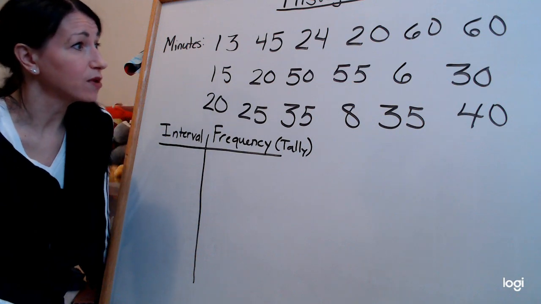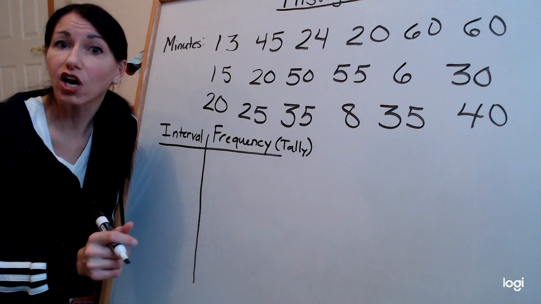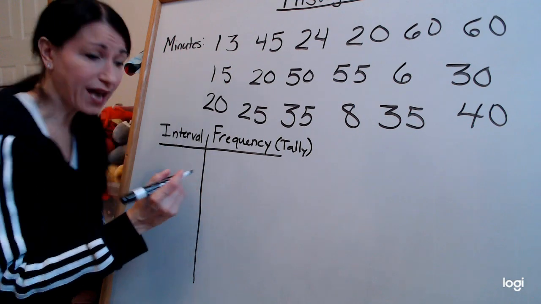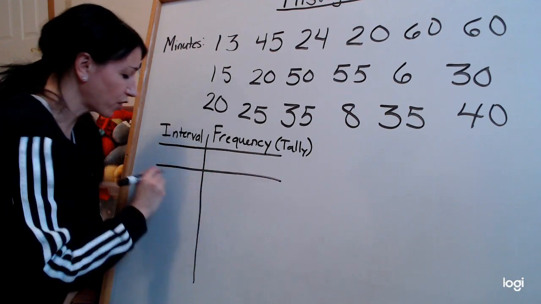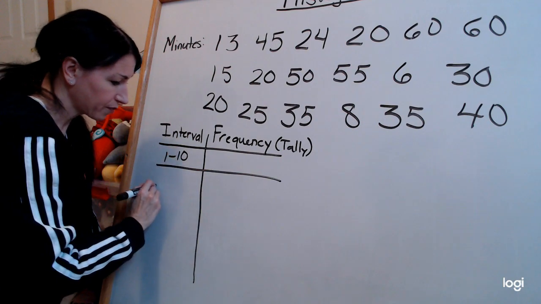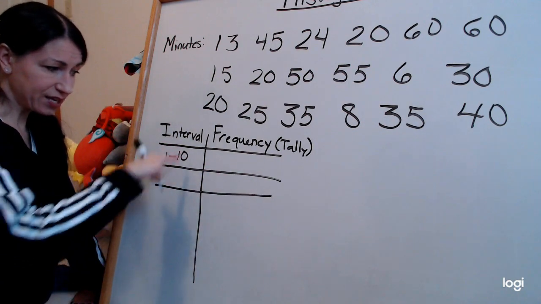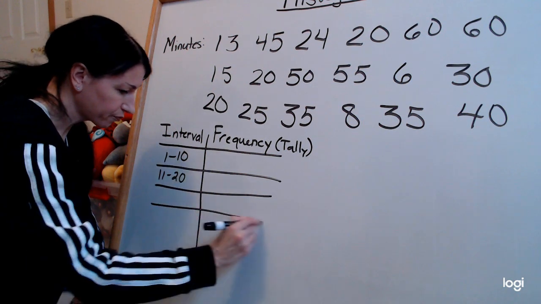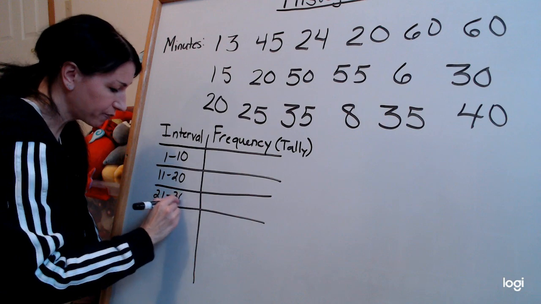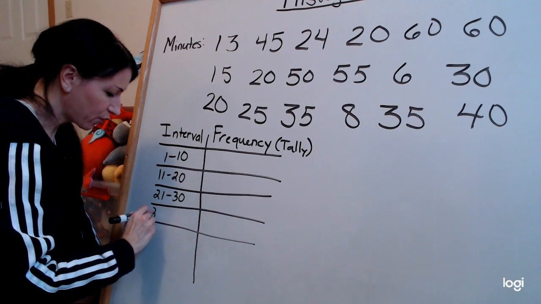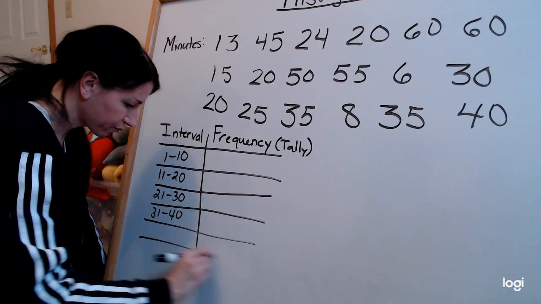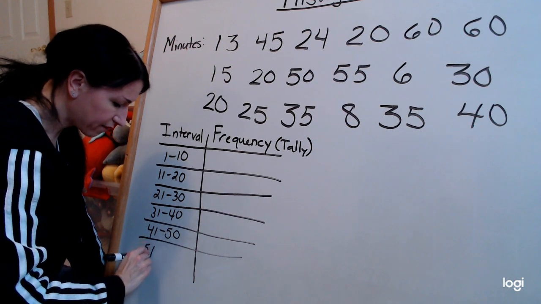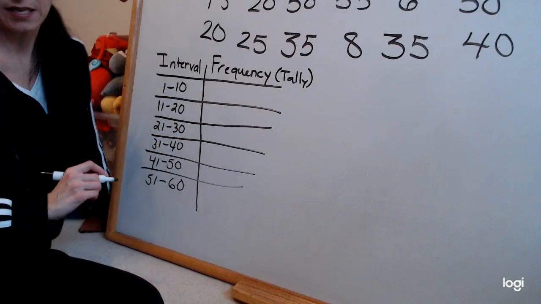And this time, because 6 is our lowest, we are going to start with 1. We're never going to start at 0 because that would be no data, at least on this one. So we're going to do 1 to 10. And again, we add 10 to each number the whole way down. 11 to 20, 21 to 30, 31 to 40, 41 to 50, and 51 to 60.